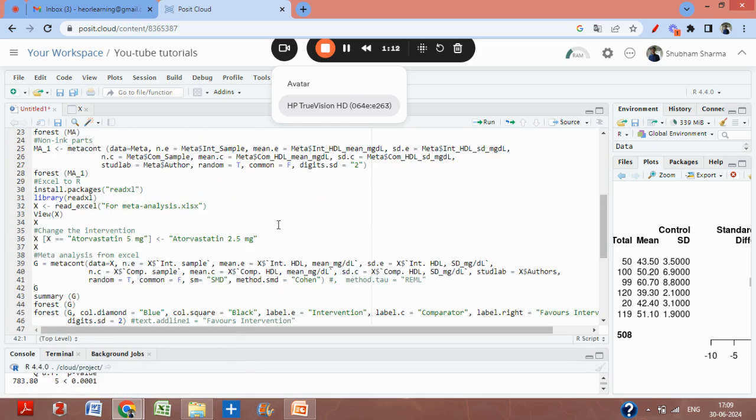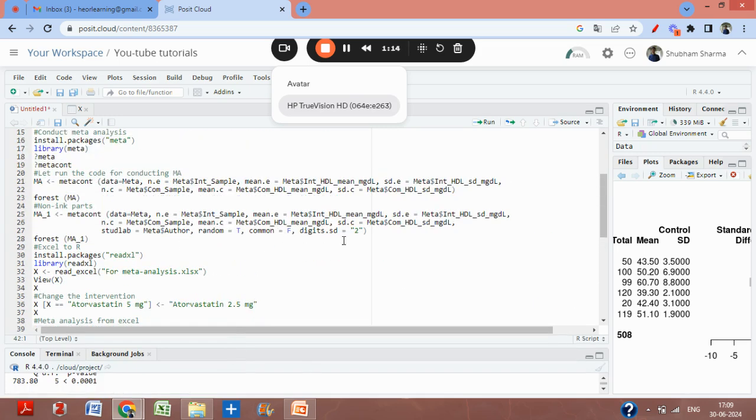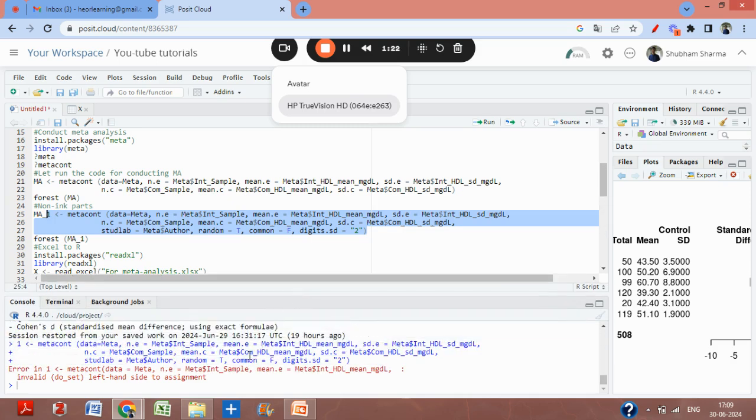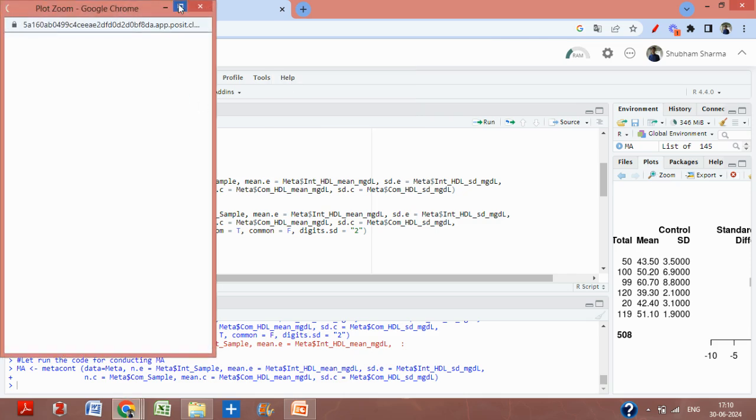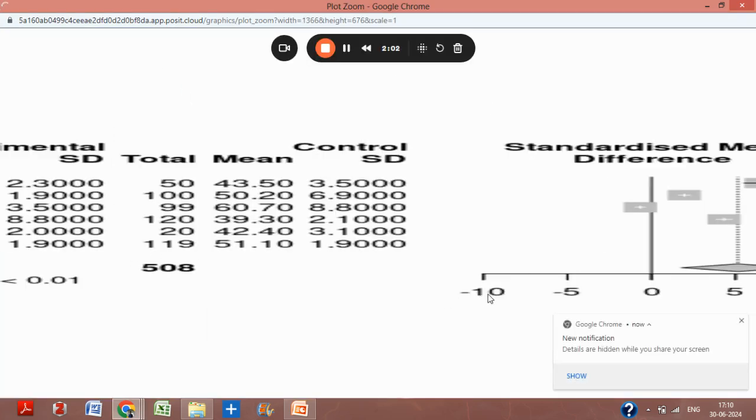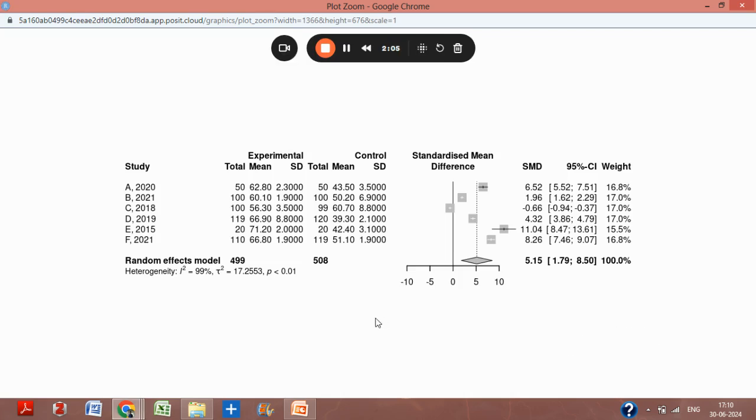So yeah, we were not able to convert digits. Let me rerun it. As far as I remember, we were not able to convert the digits of the standard deviation to two digits after the decimal. And one more thing we were not able to do is write favors intervention over here or below this plot.